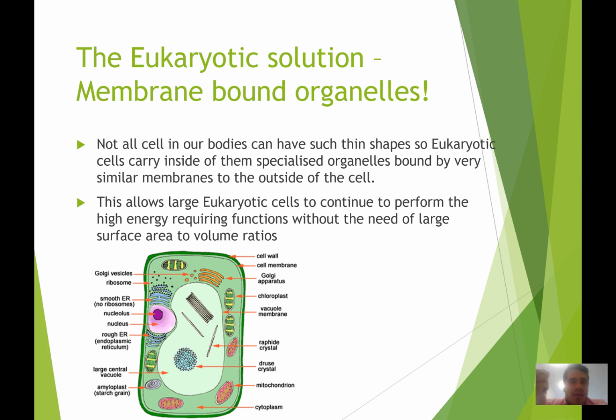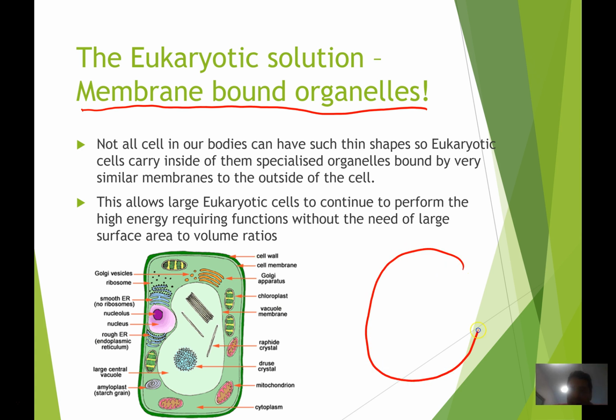So, eukaryotes actually have one extra solution, and this is a really awesome solution, called membrane-bound organelles. Not all cells in your body can have such thin shapes. So what these eukaryotic cells do is they have specialized organelles that are bound by very similar membranes to the outside of the cell. The plasma membrane on the outside has a very similar structure to organelles such as the mitochondria on the inside of the cell.